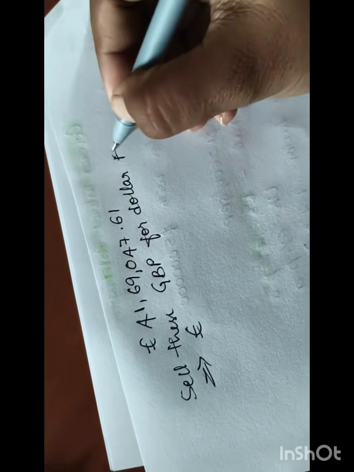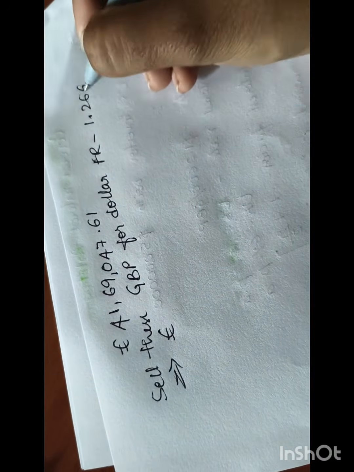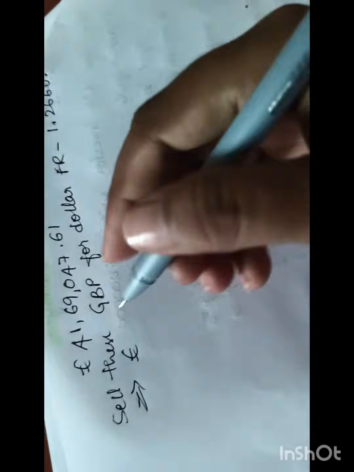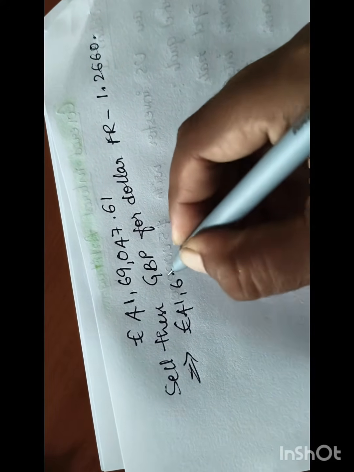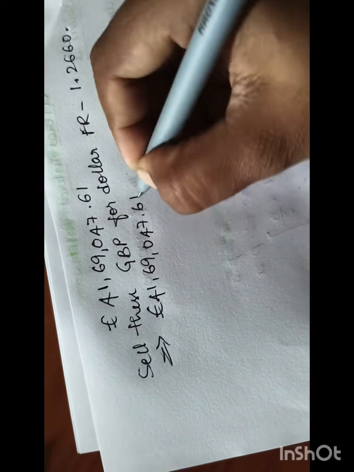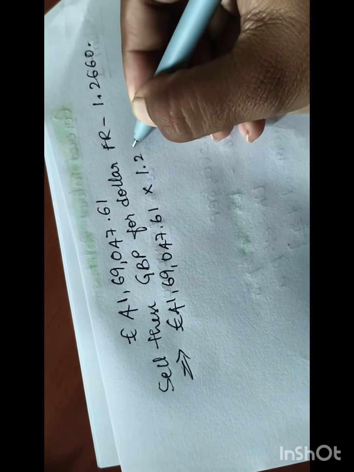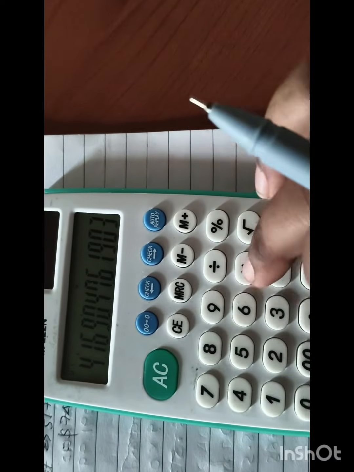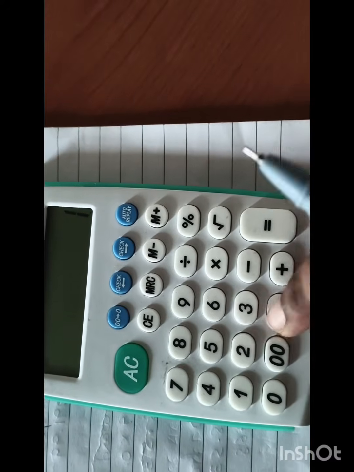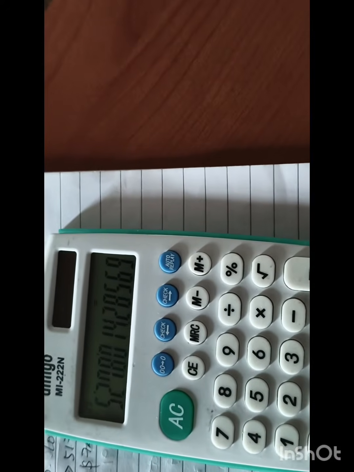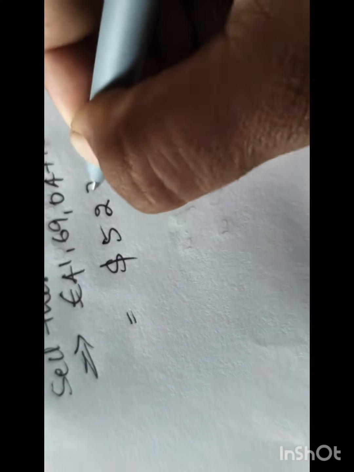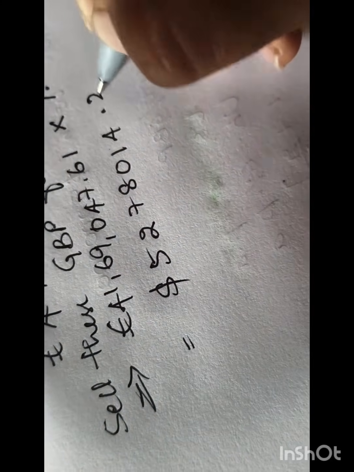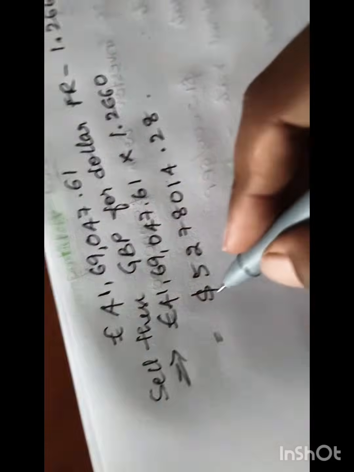The rate is the forward rate, 1.2660, which is given in the problem. So I am going to sell it. So 41,69,047.61 GBP. I am selling it to the dollar at 1.2660. I got the currency in the dollar, into 1.2660. I got 52,78,142.28. This is the dollar which I got.